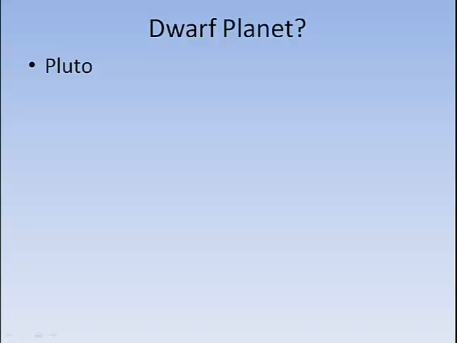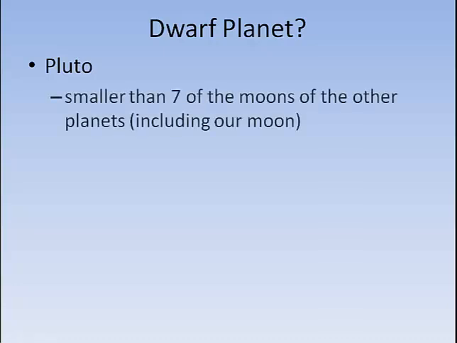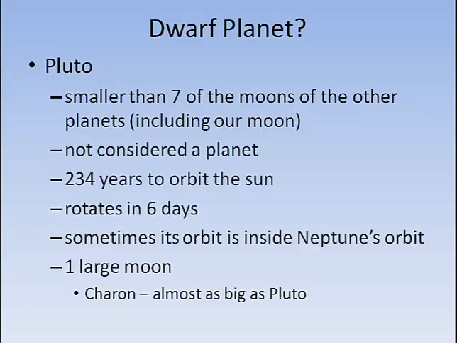Pluto is no longer considered a planet. We consider it a dwarf planet. And here are some of the reasons. It's very small. It takes over 200 years to go around the sun, and it has a weird orbit compared to the rest of the planets. Sometimes it's closer to the sun than Neptune. Sometimes it's way far away.